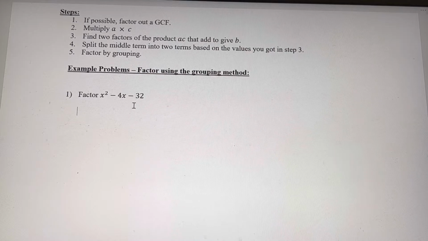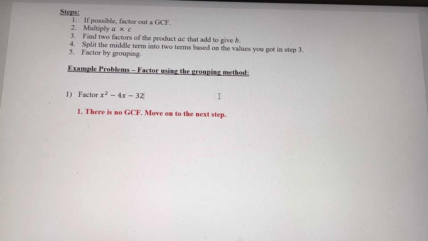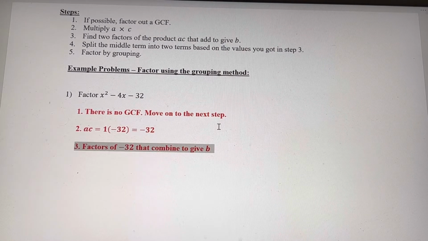So let's factor this trinomial using the grouping method. Step 1, look for a GCF. There's not one. So we're going to move on to step 2, which is to find AC. A is 1, C is negative 32. When I multiply those together, I get negative 32. Step 3, we want to find factors of negative 32 that combine to give me B. Here we need to pay attention: B is going to be negative 4.